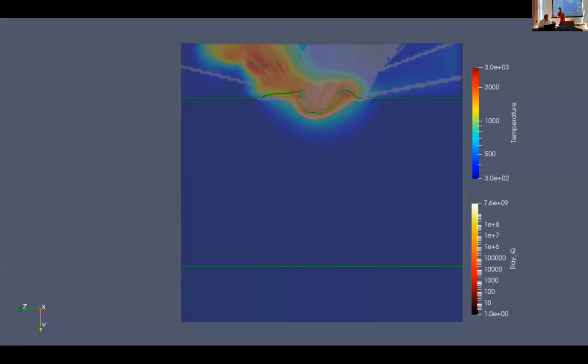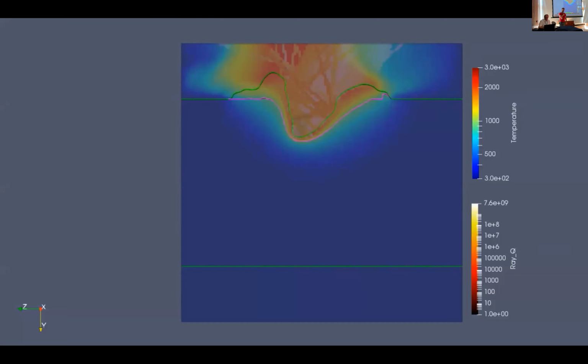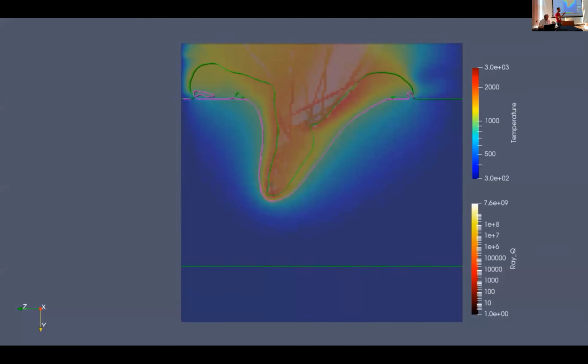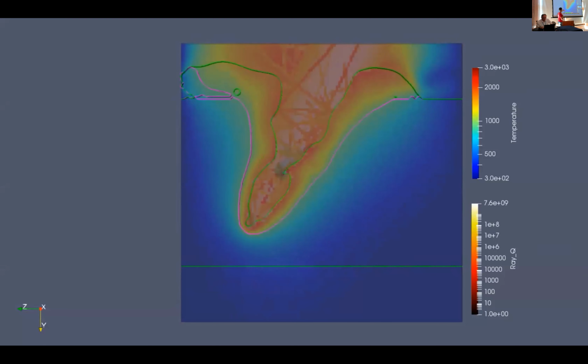Oh, this is just some nice videos. They just look nice, I think anyway. So this is like a laser drilling or a laser welding type application. It's hard to see, but there are rays bouncing around inside the keyhole there.